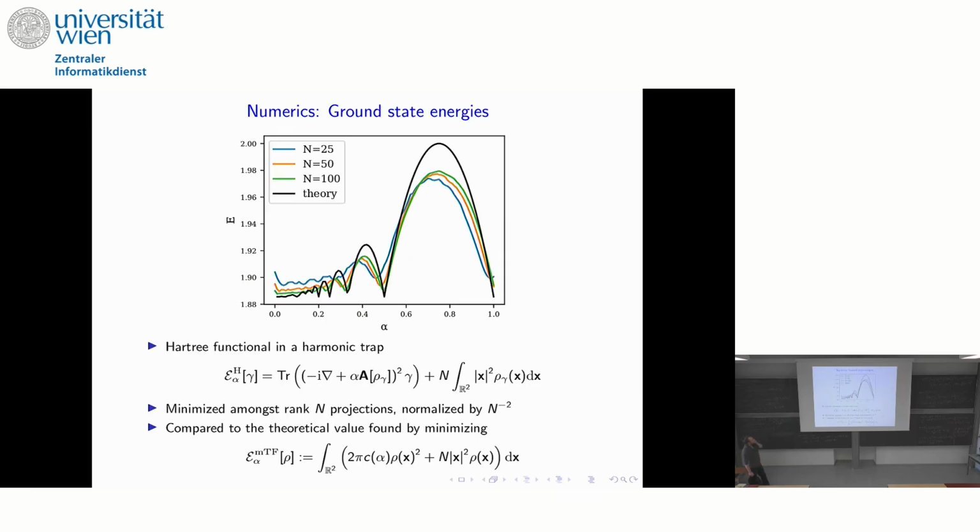So these are numerics. This is this Hartree functional, harmonic trap. The black curve is the theory that you can compute exactly. Once you know C alpha, you can compute exactly that guy over here. And the colored plots are the numerical results for 25 orbitals, 50 orbitals, 100 orbitals. So you will see, 100 orbitals is already a heavy computation, right? So what you see is that the agreement is certainly not perfect.